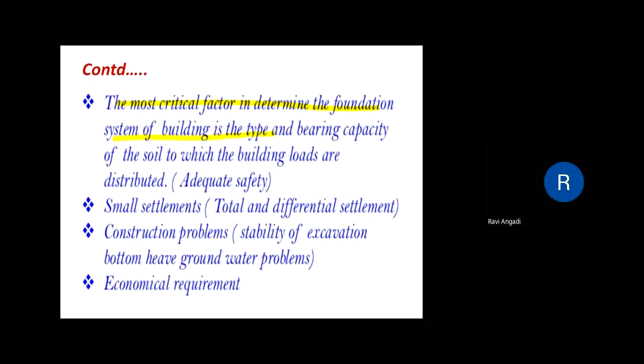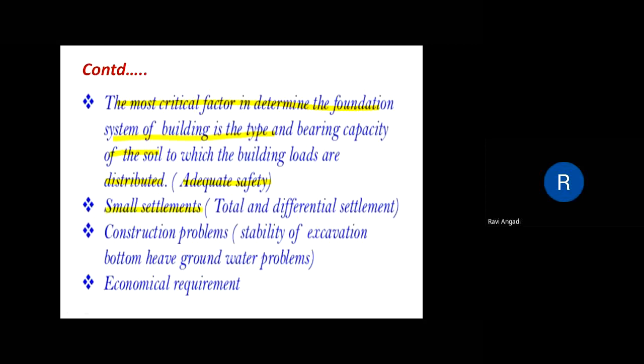The third and most critical factor in determining the foundation system of a building is the type and bearing capacity of the soil, meaning where you are actually going to construct the foundation. That particular site soil needs to be tested in the laboratory and the bearing capacity calculated, on which the building loads are to be distributed. You will come across different types of soil. You need to check the soil, calculate its bearing capacity, and ensure adequate safety for the structure. That is very, very important.